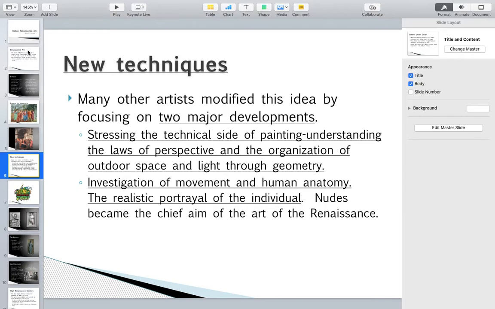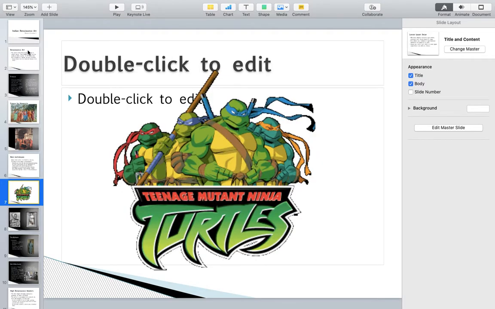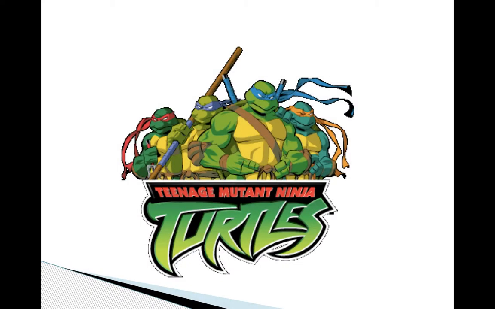Nudes are very common during the Renaissance because they show the entire body. We're not going to look at nudes today in class because that's just awkward, but it was very common at the time. So we have our Teenage Mutant Ninja Turtles from this time period. This is where those names come from: Raphael, Michelangelo, Leonardo, and Donatello.